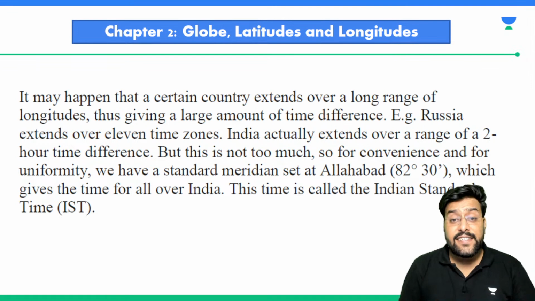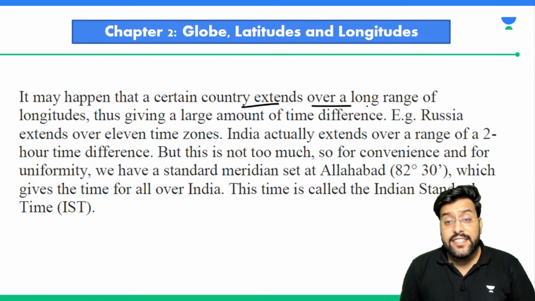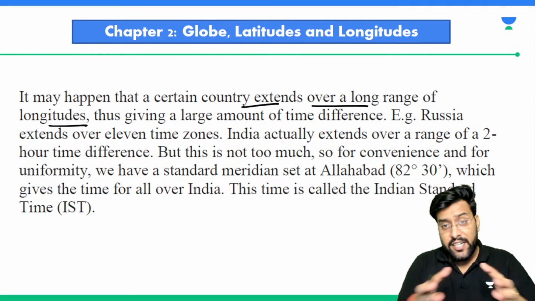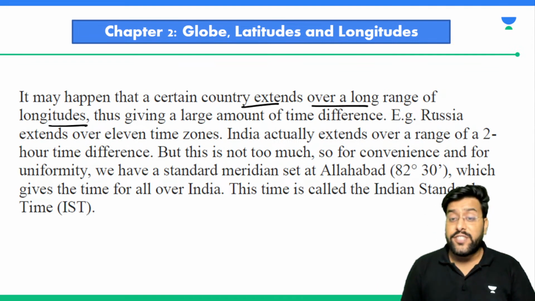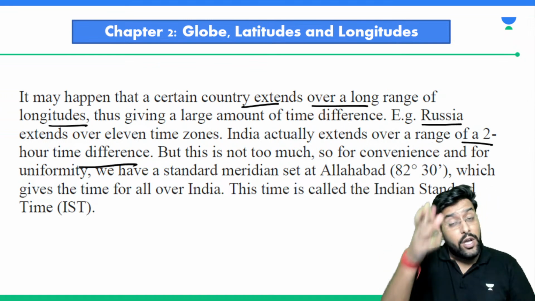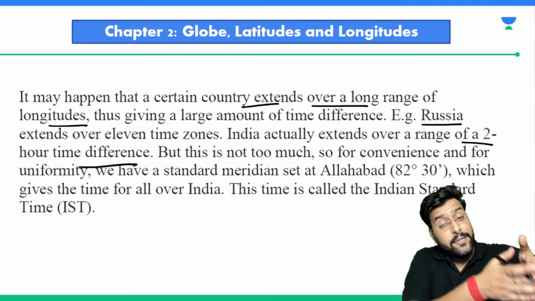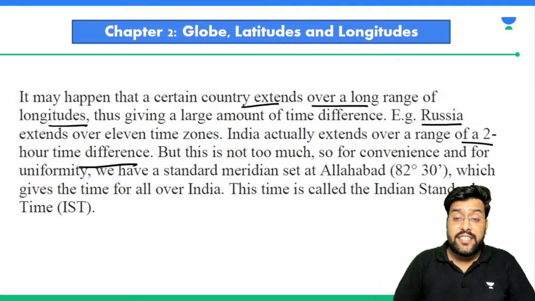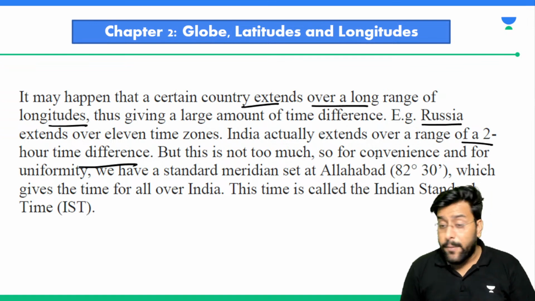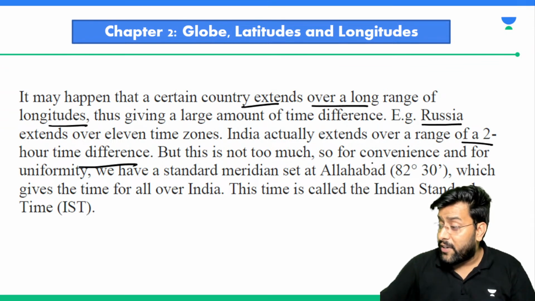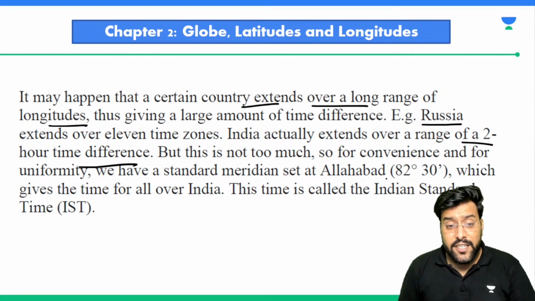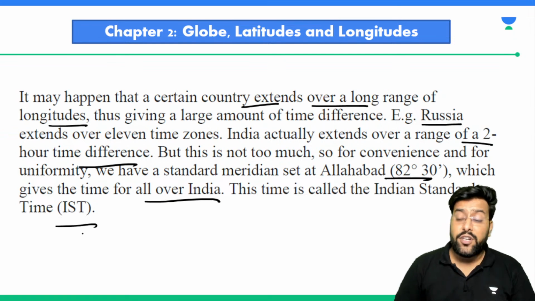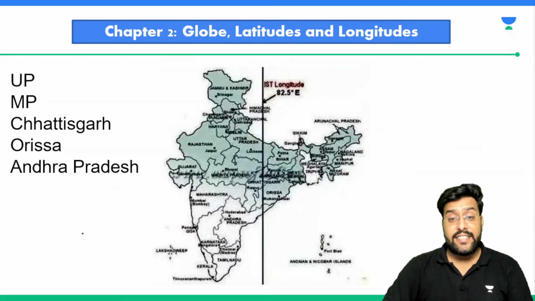It is given that certain countries extend over a long range of longitudes, as we discussed about Russia. India actually extends over a 2 hour time difference. I told you how it is 2 hour time difference. 2 hour time difference is between Gujarat in the western side and Arunachal or Assam in the eastern side. So that's why we had looked for a middle path at 82.5 degrees, which gives Indian Standard Time for the entire India. This is known as India Standard Time.